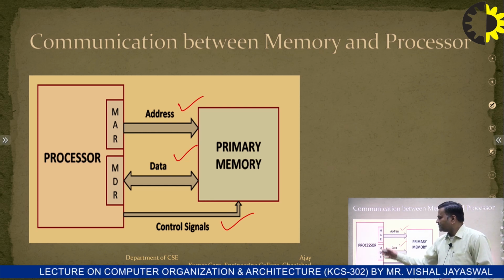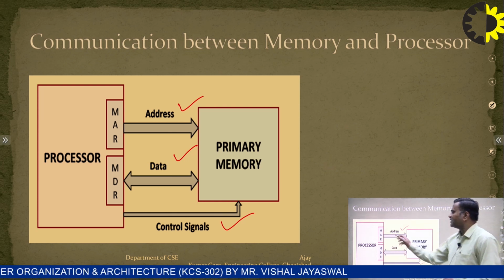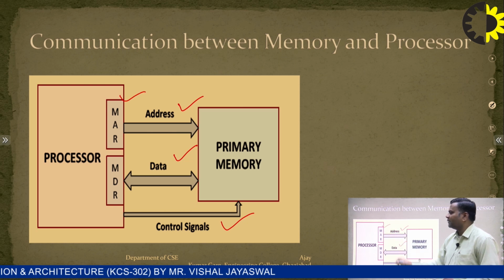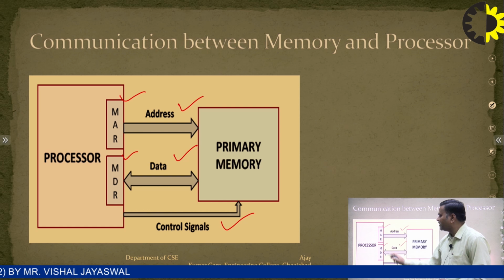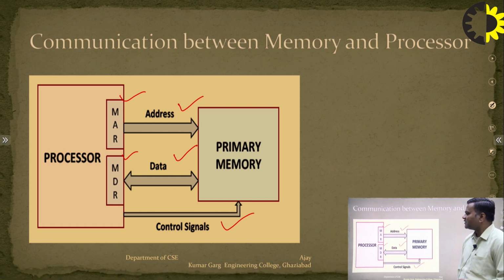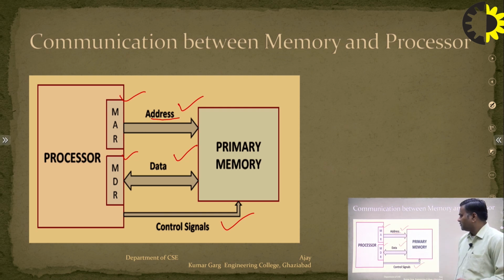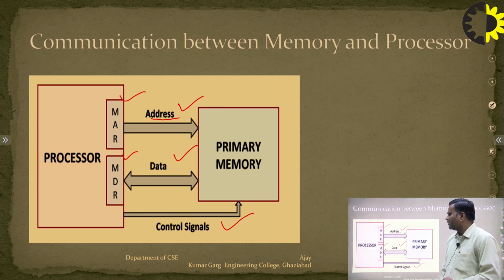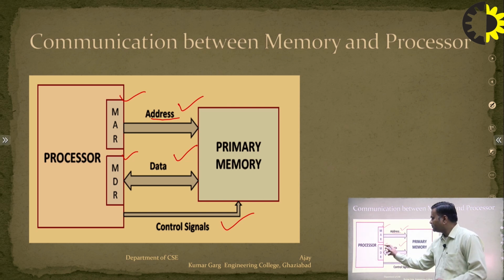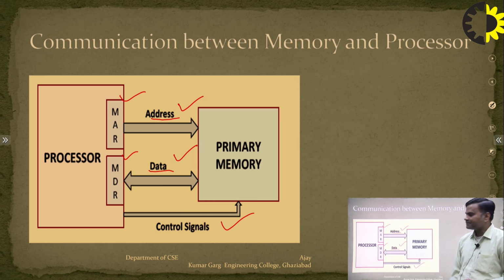And in the processor, there are two main registers used for this communication. First is the MAR, the memory address register, and second is the MDR, the memory data register. The memory address register is connected to the address bus and it is unidirectional. And the MDR is connected to the data bus and it is bidirectional.